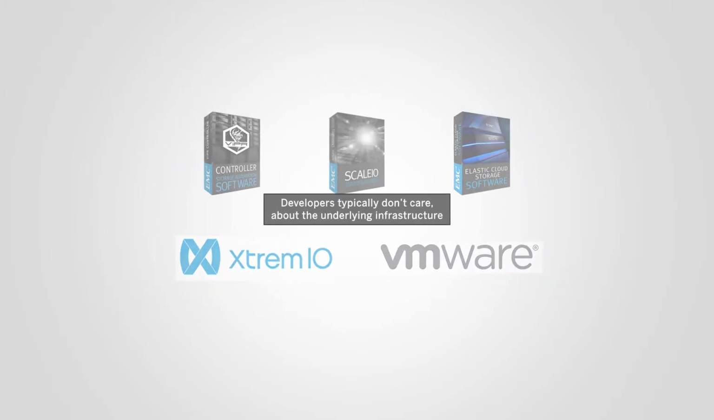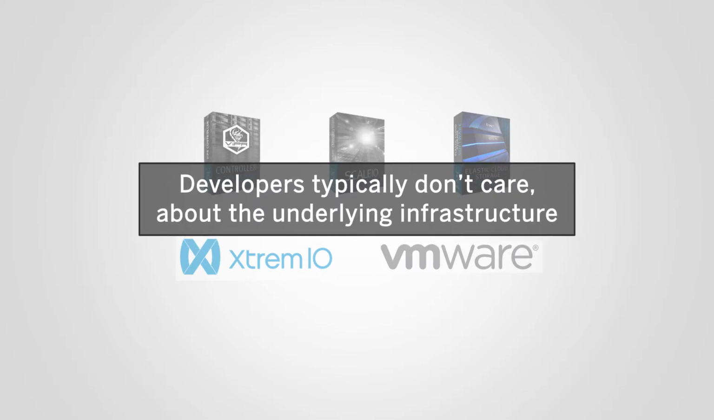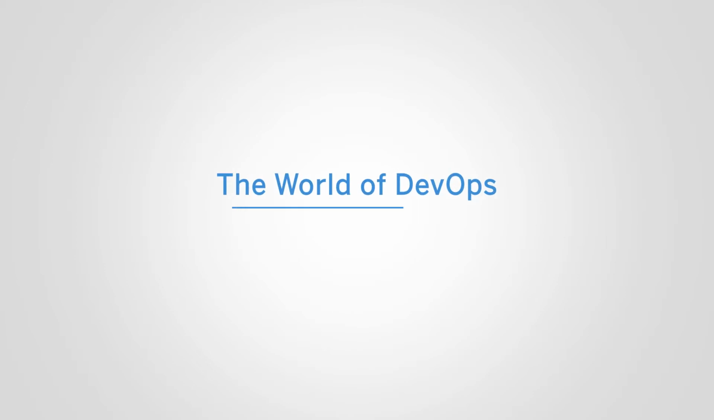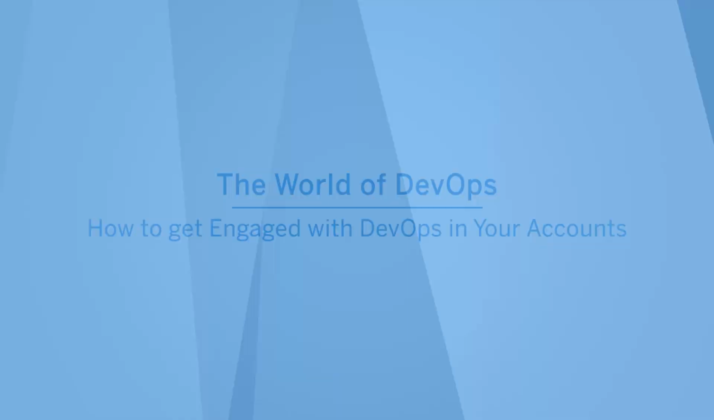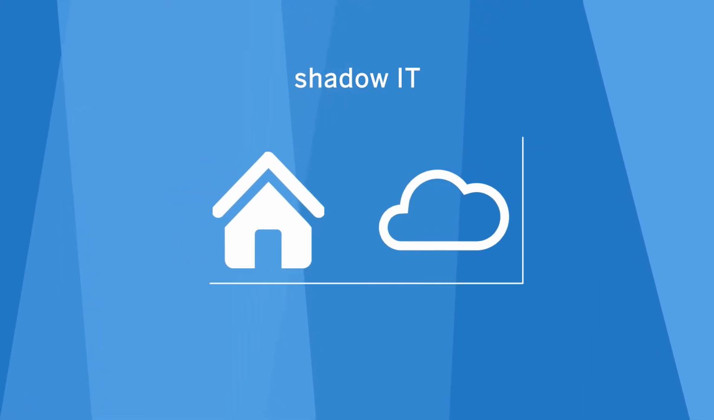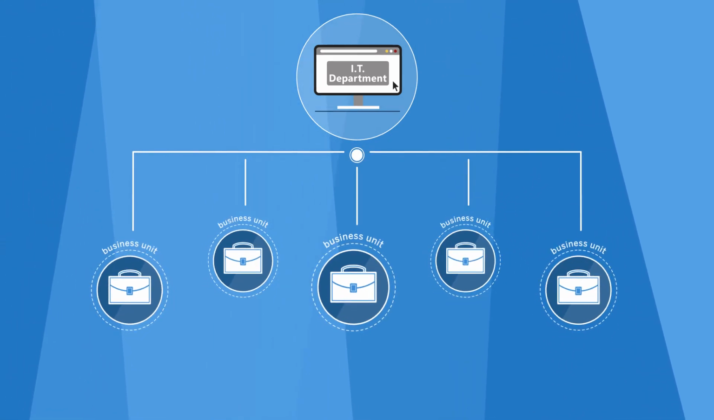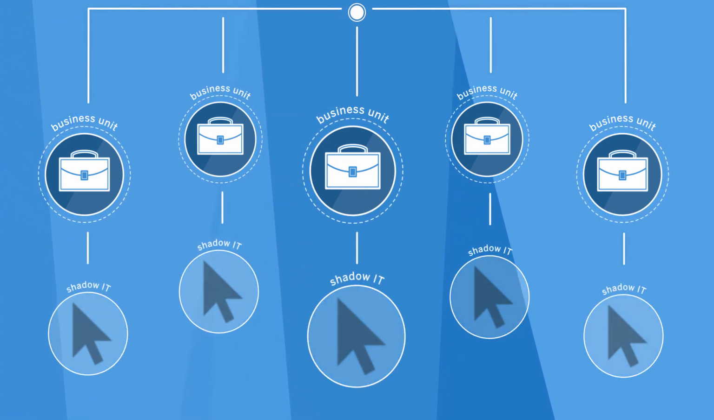It is important to know that developers typically don't care about the underlying infrastructure or how it works. They are primarily interested in what it can do for them. Only in rare cases is DevOps situated in the traditional IT departments. In many cases, they're in the business units with their own shadow IT, either in-house, with the usage of cloud services, or a combination of both. As these shadow IT environments are often funded by the business units, which are not part of the central IT budget, their existence is not known to the traditional IT organisation.